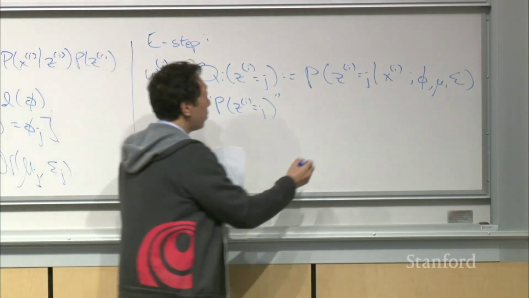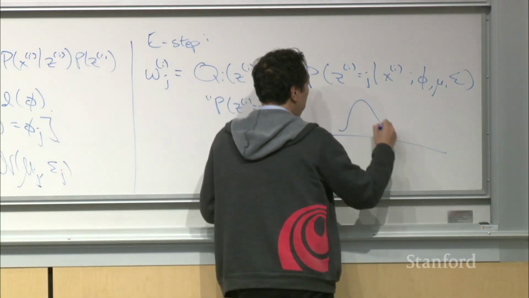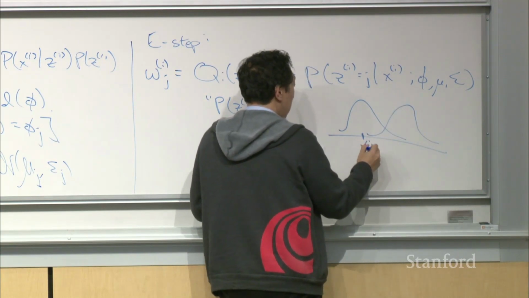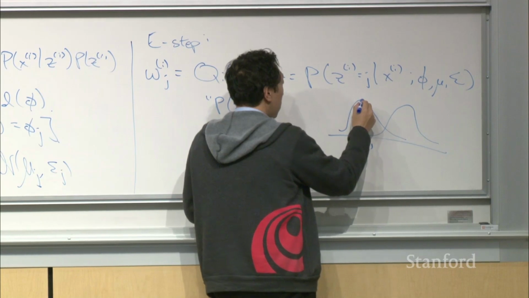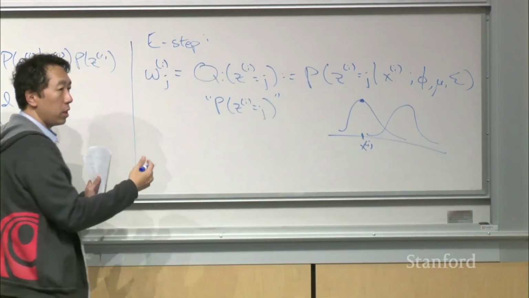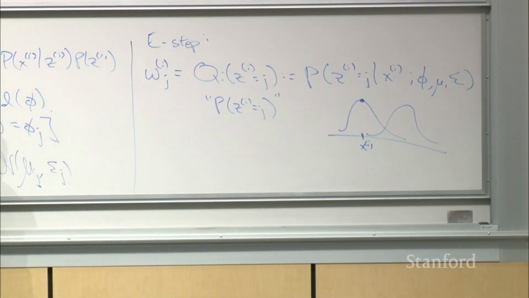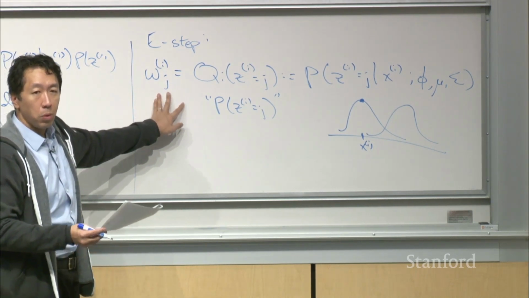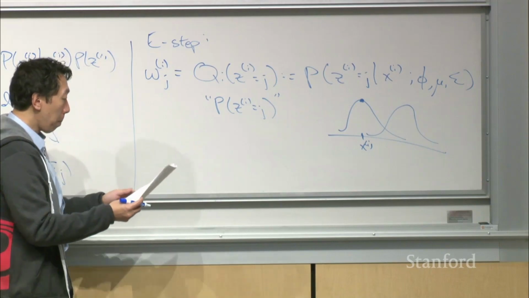And so you remember, if you have a mixture of two Gaussians, maybe that's the first Gaussian, the second Gaussian, and you have an example Xi here, it looks like it's more likely to come from the first than the second Gaussian. And so this would be reflected in Wij: that example is assigned more to the first Gaussian than to the second Gaussian. So what you implement in code is, you write code to compute this number and store it in Wij.